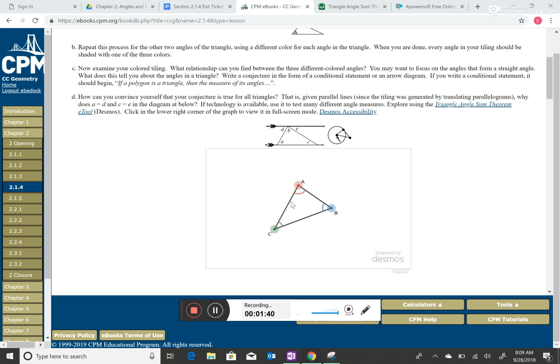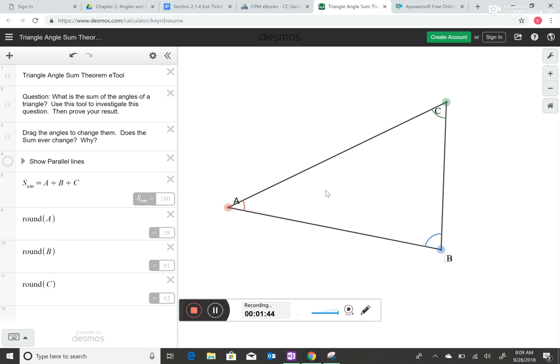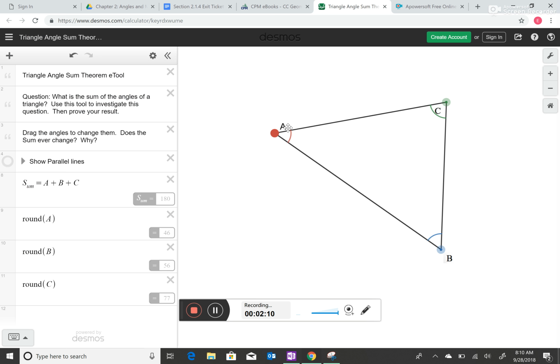I actually want to show you guys the Desmos activity for the triangle angle sum theorem. So here is the Desmos activity for the triangle angle sum theorem. So if you look over here, you can see that our angle A is 38, our angle B is 81, and our angle C is 62. And what I'm going to do here is move these around, and what I want you to do is watch this sum. So this is the sum of all of the angles together.